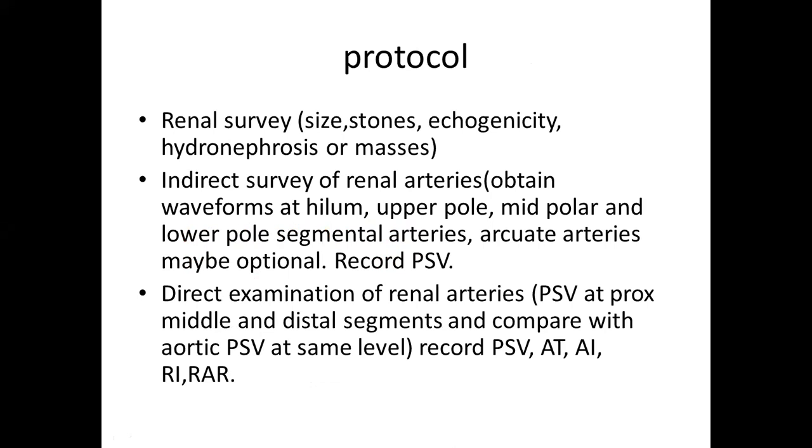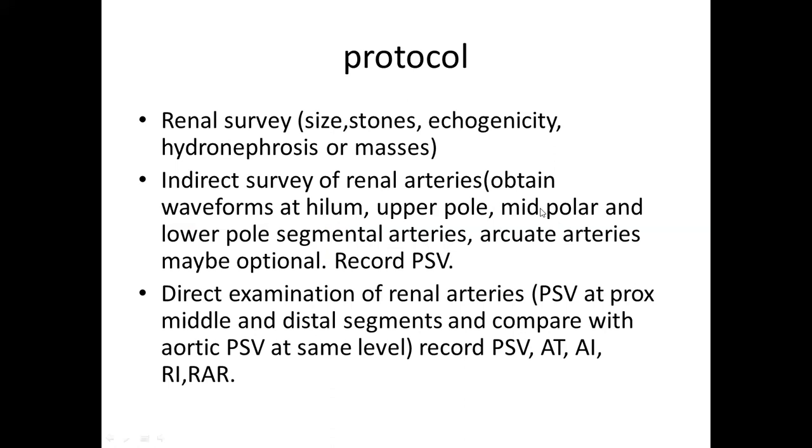Right. Then on to a detailed explanation of the protocol. So the first thing you have to do is a renal survey, which will look at the sizes. When you see that one kidney is more than 2 centimeters different from the other, we look at the stones, echogenicity, hydronephrosis, or masses, because all these things can also cause an increase in the resistance of the renal arteries.